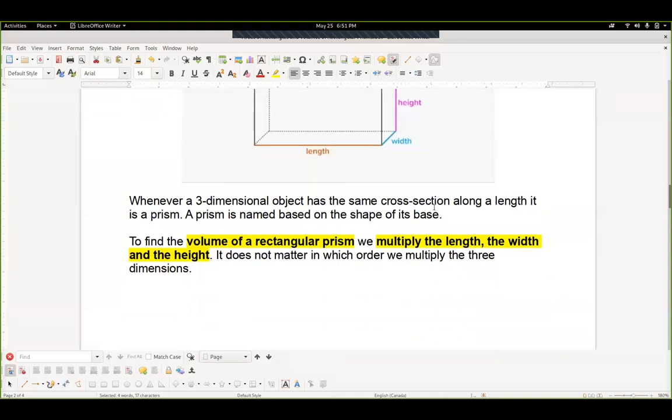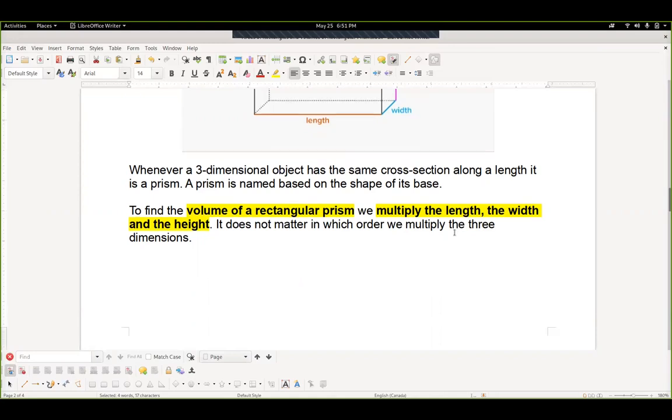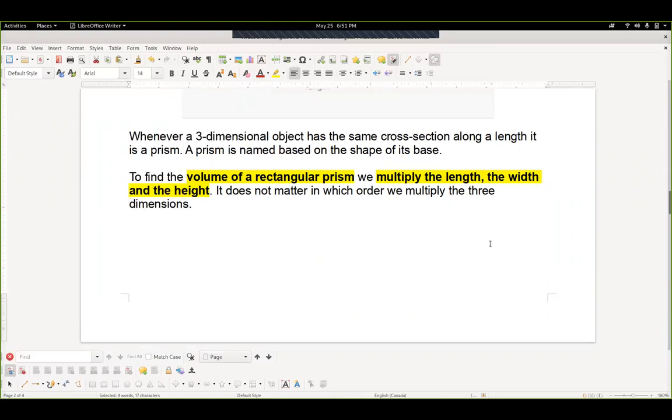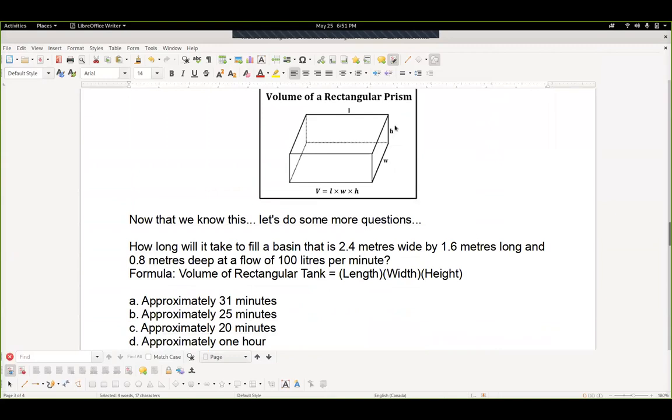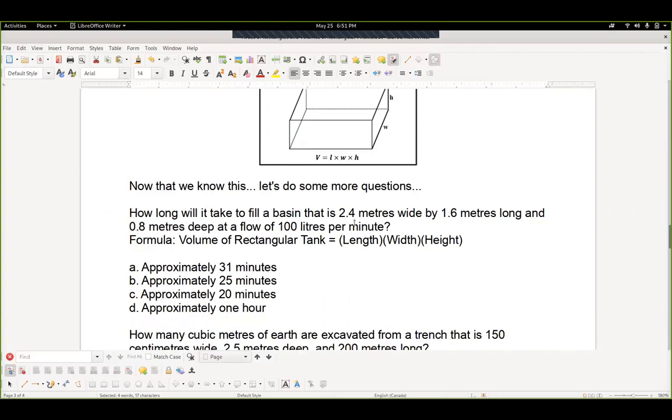Whenever a 3-dimensional object has the same cross-section along a length, it is a prism. A prism is named based on the shape of its base. So to find the volume of a rectangular prism, we multiply the length, the width, and the height. It does not matter in which order we multiply the 3 dimensions. So volume of a rectangular prism is length times width times height. Now that we know this, let's do some more questions.